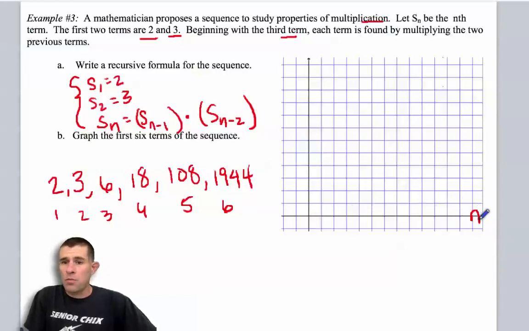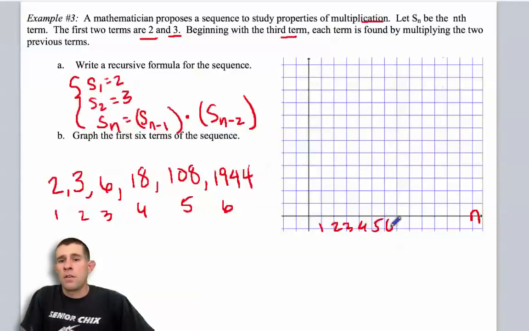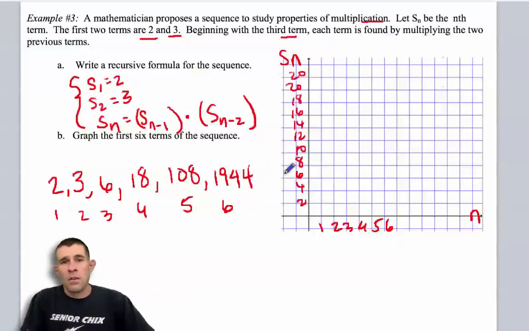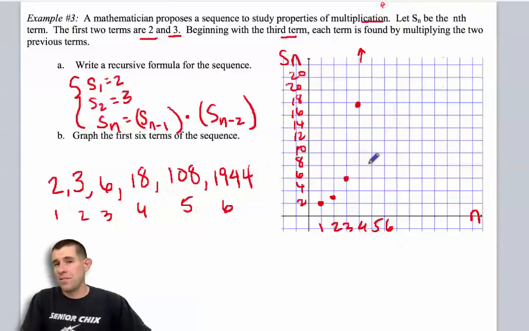Again, on our x-axis, we're going to use our term numbers. And then along our y-axis here will be the product, or this S sub n. Okay, once we have our axes labeled, we can go ahead and plot. Our first term is 2, our second is 3, our third is 6, our fourth is 18, and then after that, we're really off the chart here. So we're way up here at 108, and then for our sixth term, we're way up here at 1,944.